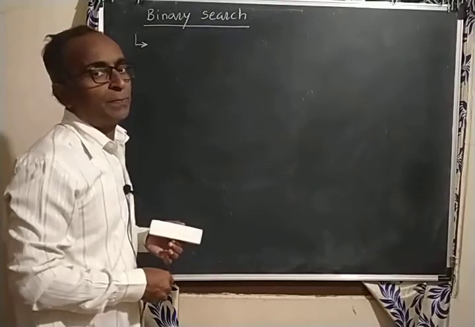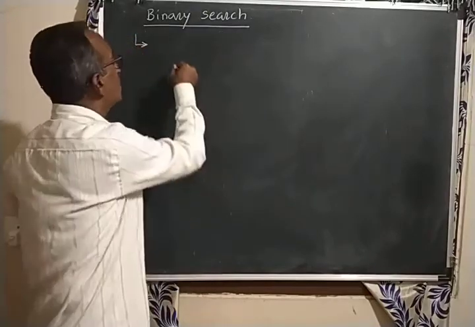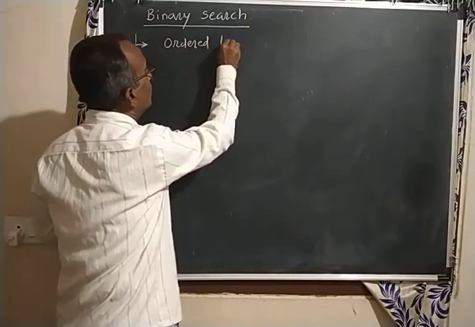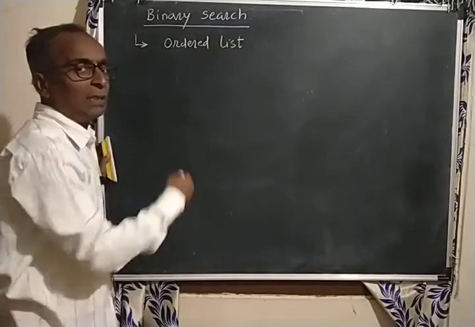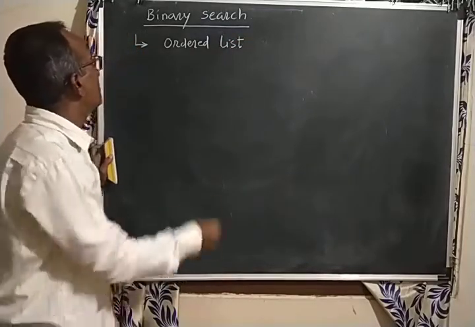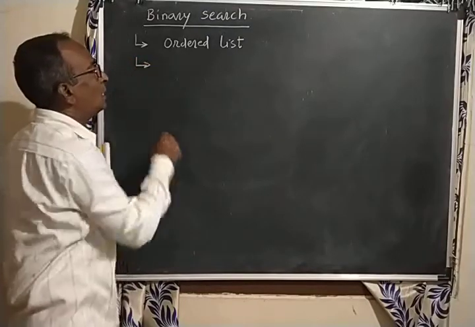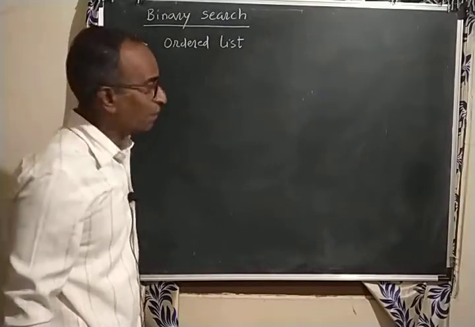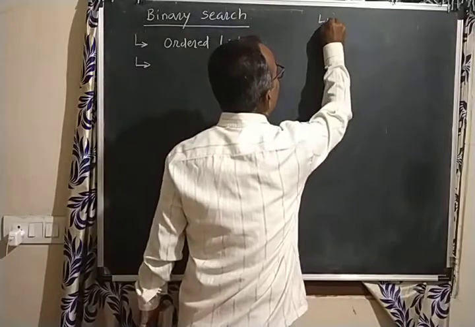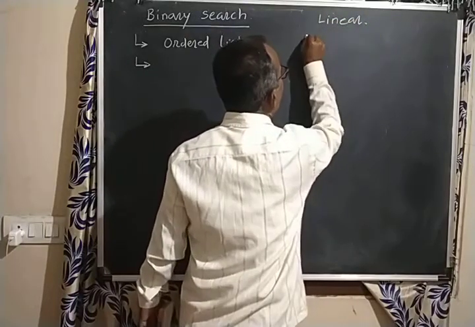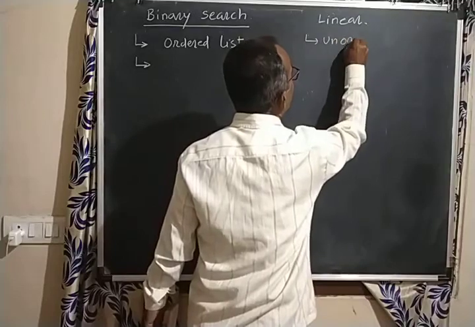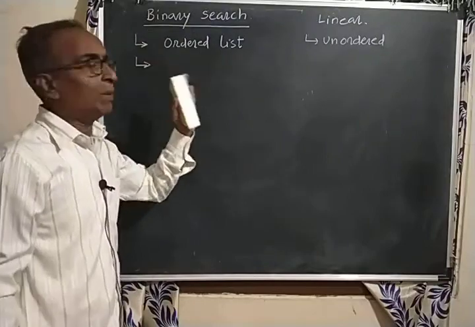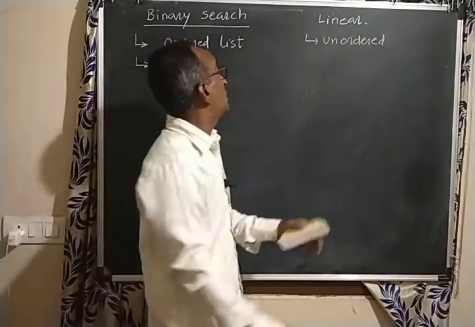Here, the prerequisite for binary search is that you have to give an ordered list. Either ascending or descending we can use, but we'll see ascending. You have to give an ordered list for binary search, that is the prerequisite. In linear search, as opposed to this, linear search can be applied on unordered lists also. But binary search cannot be applied on an unordered list.